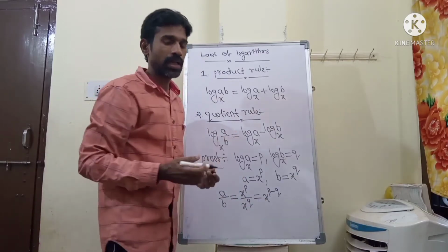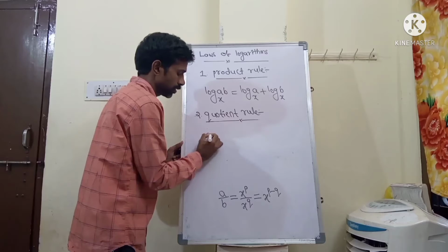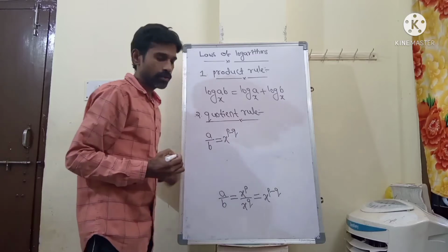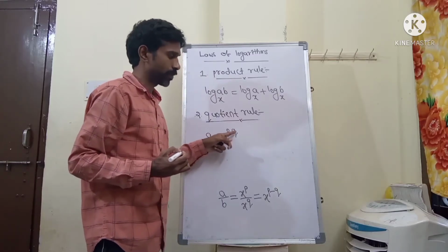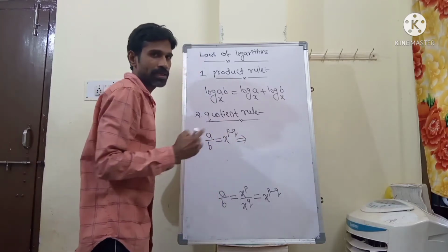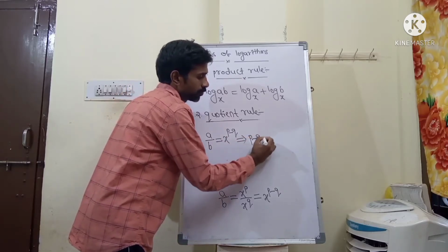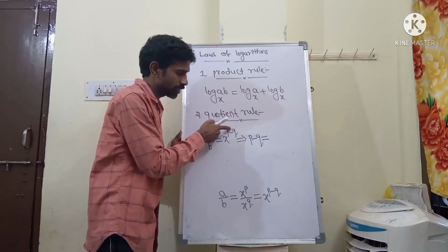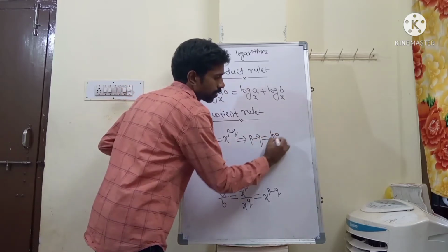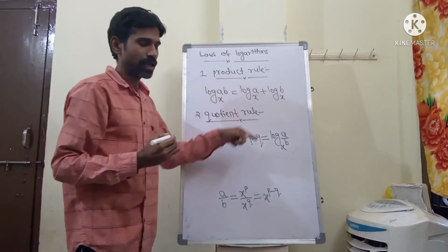Now we have to write it in logarithmic form. We get a by b equal to x power of p minus q. It is exponential form. Writing in logarithmic form, this exponent p minus q is the power or exponent. This exponent equals the logarithm of this number to the base x. So log a by b to the base x. I am just writing in logarithmic form.